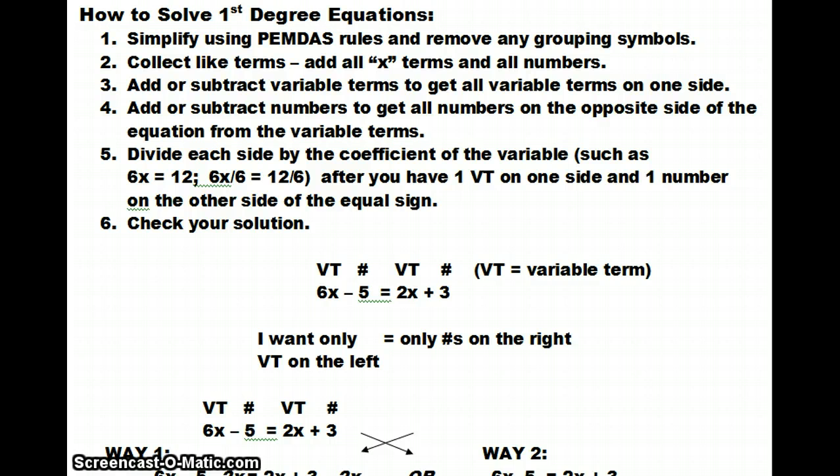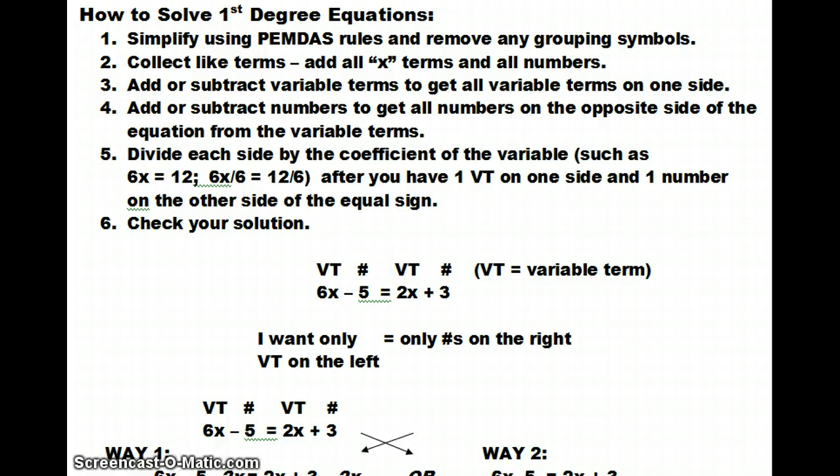So what you do is collect any like terms that there are. That means add all the x terms together by adding together the numerical coefficient. That does not increase the exponent. It stays a 1. And if there are any numbers on the same side, then add those numbers together.